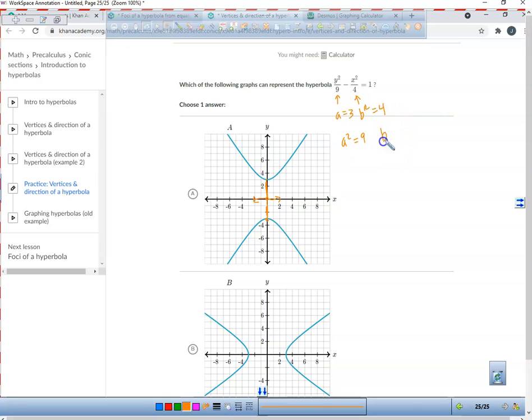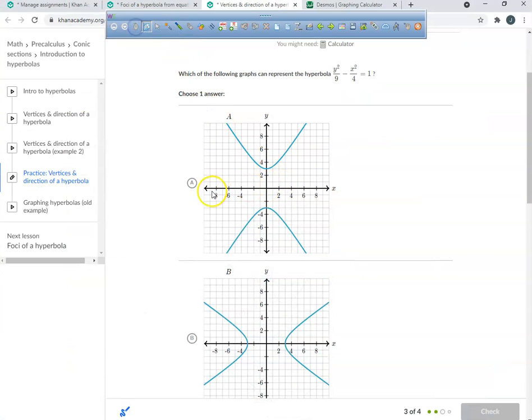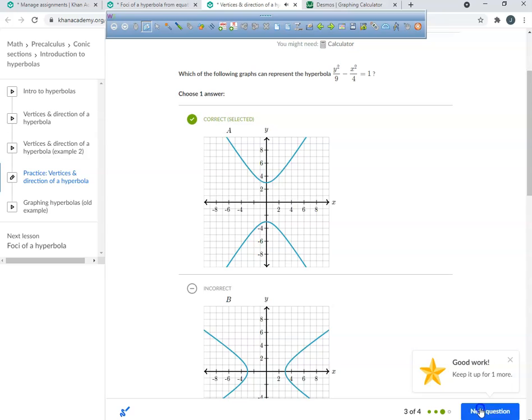I wish my board was a little bit neater. b equals plus or minus 2. So I'm feeling pretty confident that A is the answer.